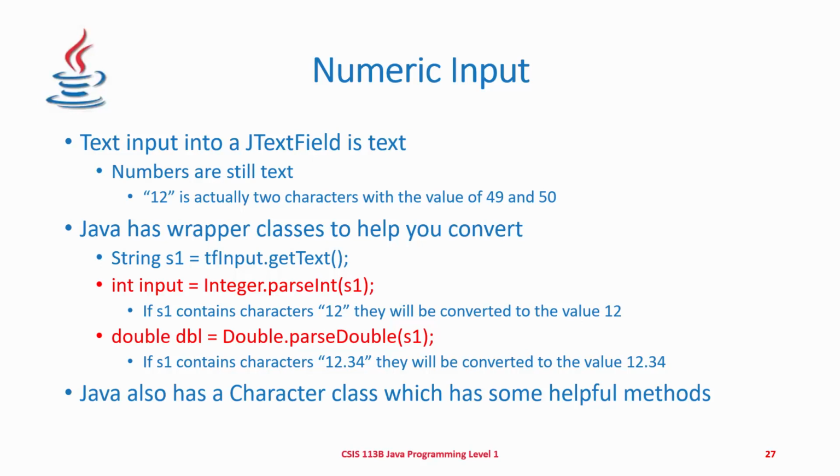Any numeric value that's in that string then gets converted to an integer and assigned back, in this case, to our input variable. Now, if we needed to convert to a double, we also have a Double wrapper class, and in the second example, you can see that we've got a primitive double type named double, and it's being assigned the results of running the Double class's parseDouble method, again passing to it the string value of the JTextField. Java also has a Character class, which can be helpful when you want to get individual characters out of a string value.